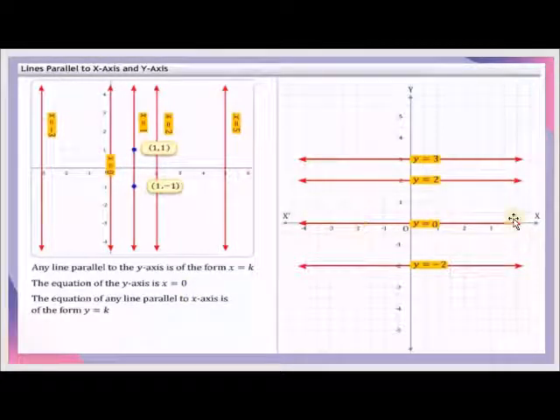Similarly, if we draw the lines parallel to the x-axis, then these are y equals 2, y equals 3, y equals -2. Therefore, the equation of any line parallel to the x-axis is of the form y equals k, where k can be positive or negative as well. Then the equation of the y-axis is x equals 0. Similarly, the equation of the x-axis is y equals 0.